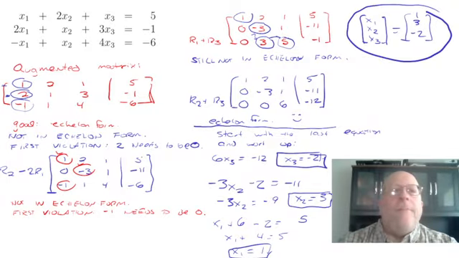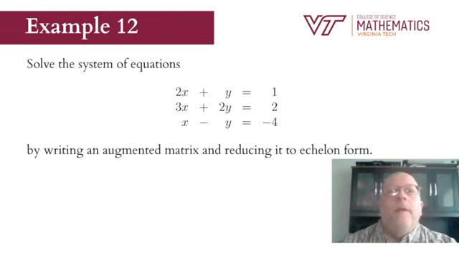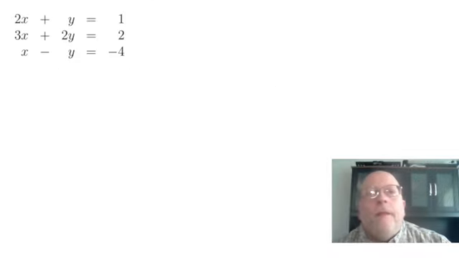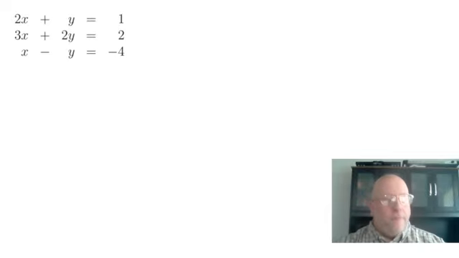Let's try another example. This system, we're going to solve by writing an augmented matrix and reducing it to echelon form. And once again, I'm going to put just a system on a blank screen so I've got some room to write. Let's try this one. x plus y is equal to 1. 2x plus y is equal to 1. 3x plus 2y is equal to 2. x minus y is equal to 4.